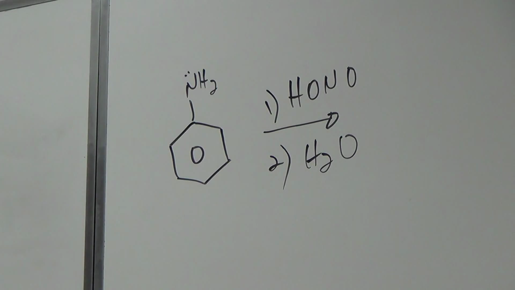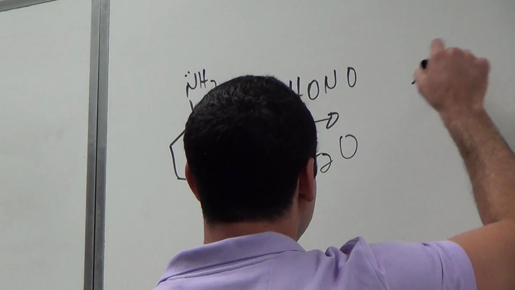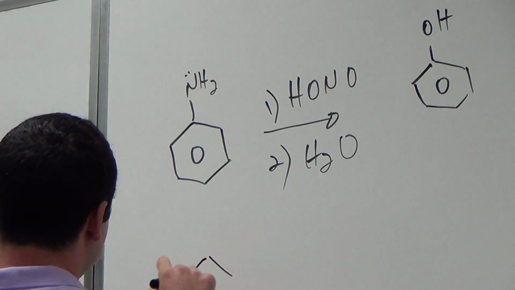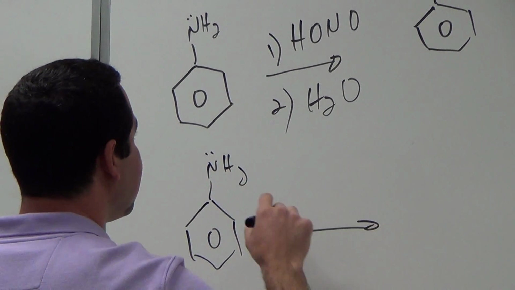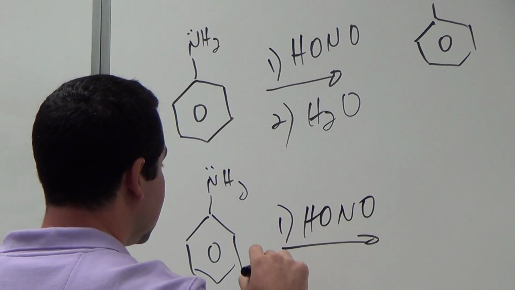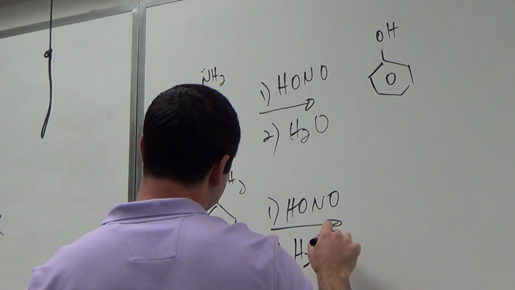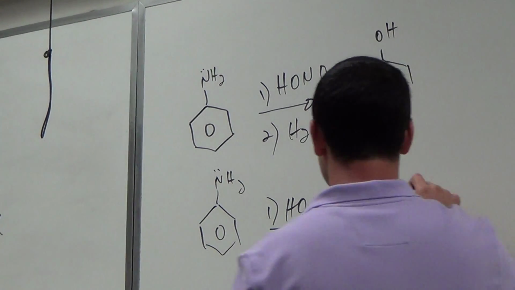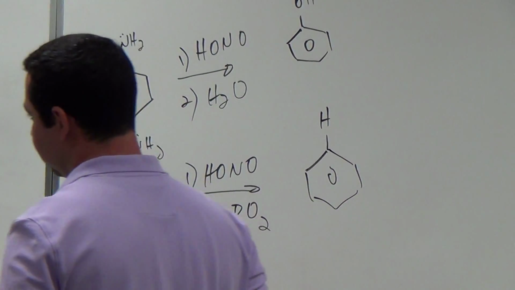Instead of being copper iodide or copper bromide or whatever that is, copper 1, yes? What you are going to get is OH. You treat it with hypophosphorus acid, and what you are going to get is H. I like these ones.